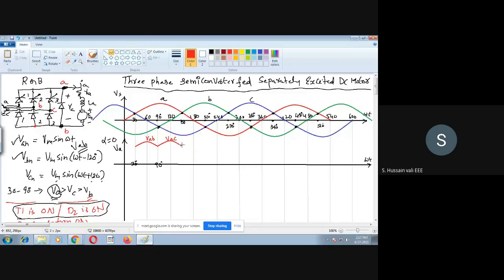Likewise, you can complete the rest yourself. We'll just try to complete all this. Then 270 to 330.